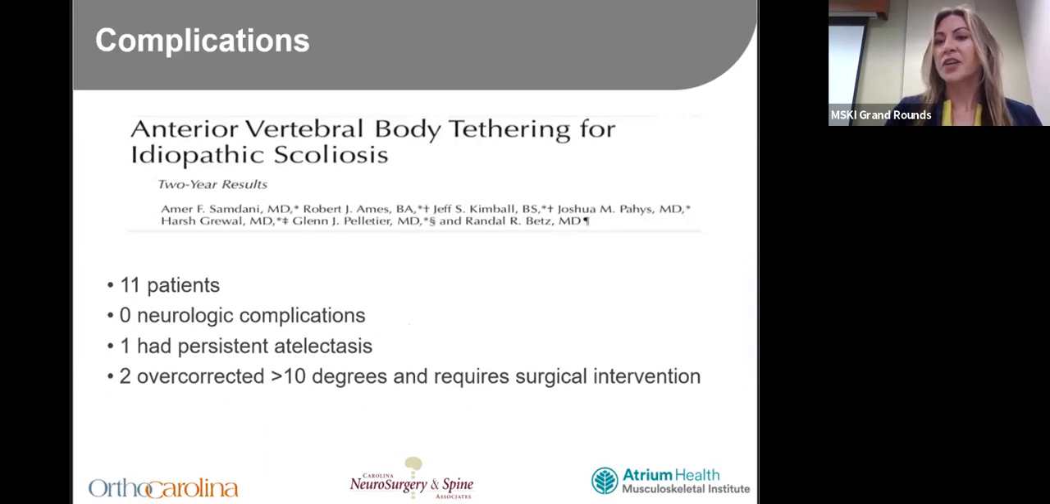This was published out of the Shriners Hospital in Philadelphia. They followed their first 11 patients they did this procedure on. They had 0 neurologic complications, which I think is impressive. However, they had one kid with persistent atelectasis. And they did state in their conclusions that the power of overcorrection that can be seen in these devices is huge. They were cautioning surgeons going forward to be wary of over-tightening in that initial procedure.